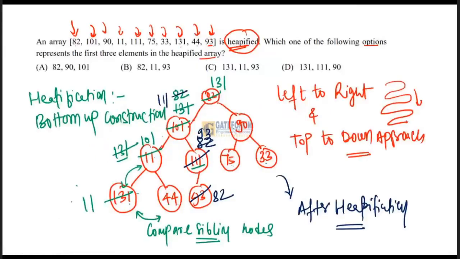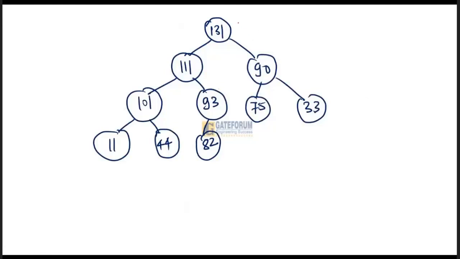The question is, which one of the following options represent the first three elements in the heapified array? So in the heapified array, again follow the same order: start from the root node, go to the left, thereafter go to the right, and follow the same order. So we require the first three elements. First three elements means the 0th index element will be 131, the first index element will be 111, the second index element will be 90, and so on. Third index element, fourth, fifth, sixth, seventh, eighth, and ninth.